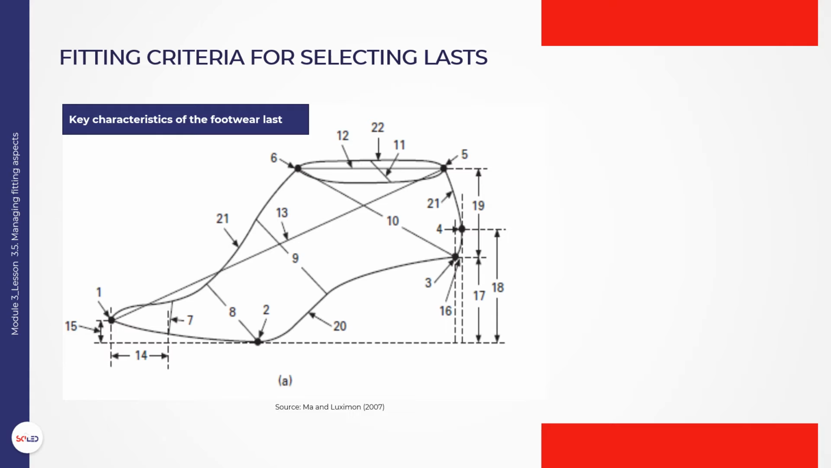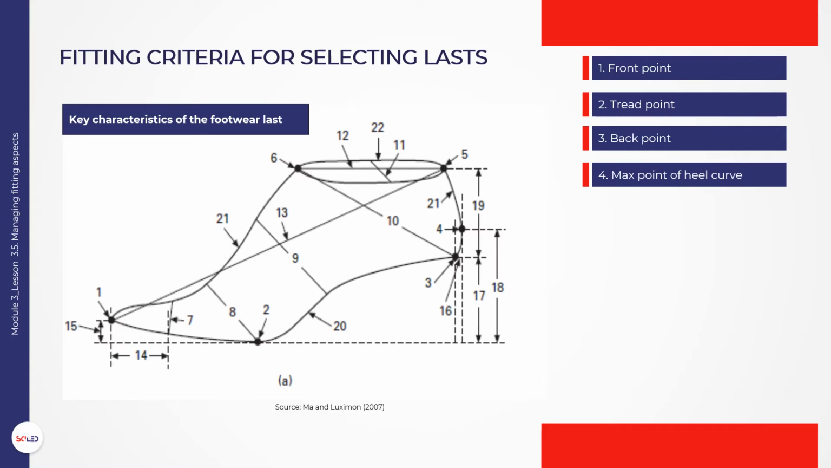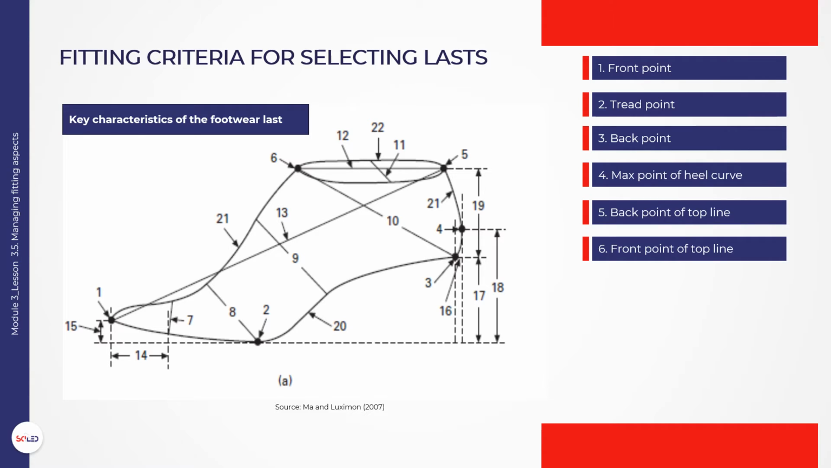The description and definition of relevant terms is as follows. 1. Front point of the last bottom. 2. Bottom support surface, tread point. 3. Back point of the last bottom. This is the center point of the intersection line of the front upper and bottom around the heel. 4. Maximum point of heel curve. 5. Back point of top line. 6. Front point of top line.